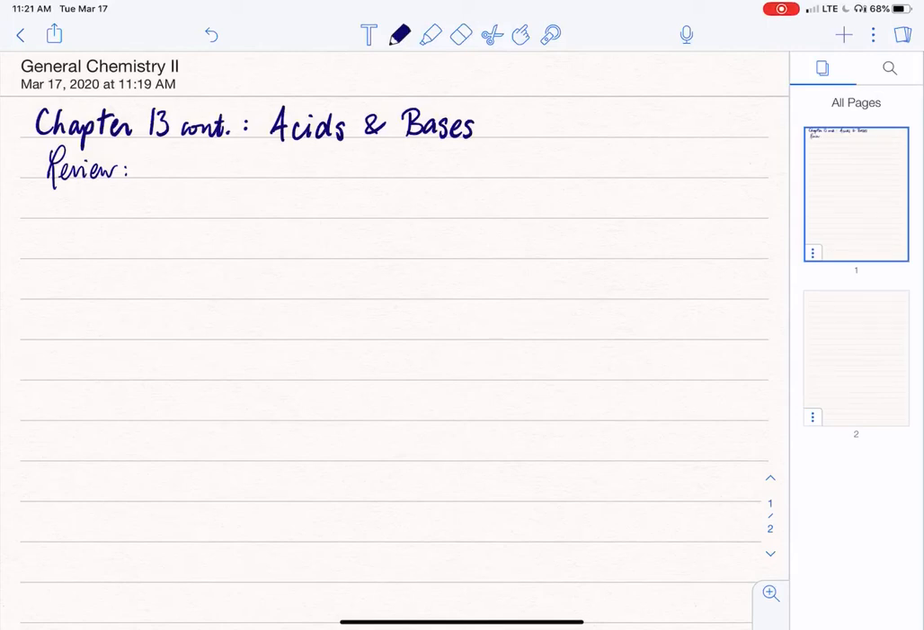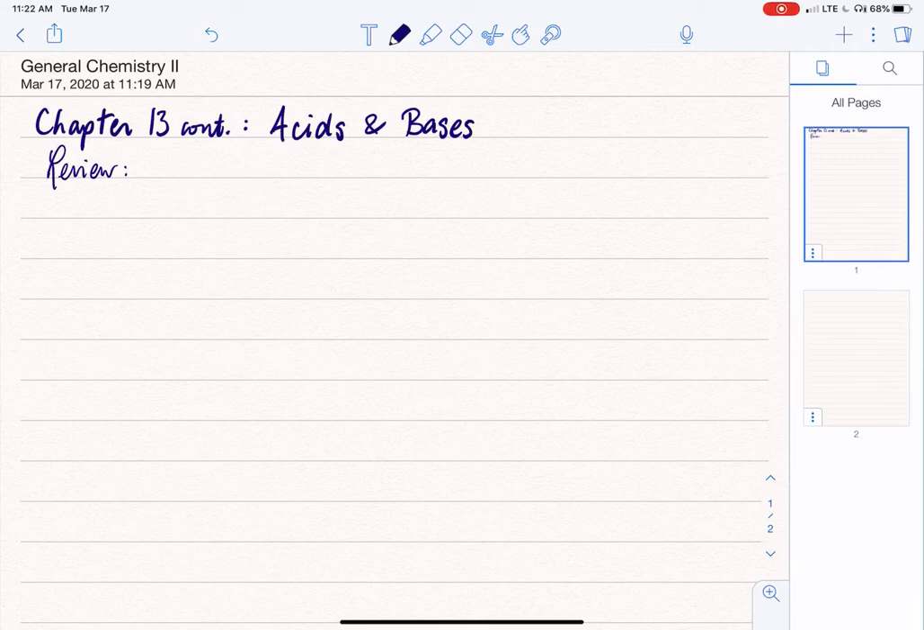I know it's been a while since you thought about general chemistry, possibly, so I want to pick up where we left off talking about acids and bases. Before we do that, I just want to do a brief review of some interconversions amongst the units of concentration of protons in aqueous solutions.